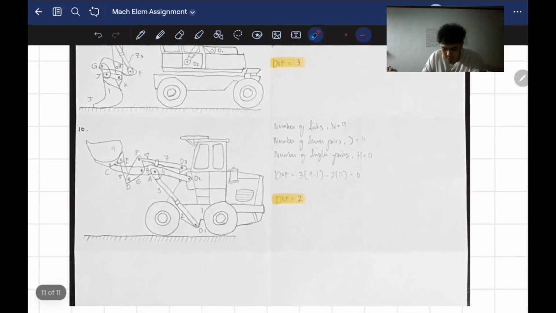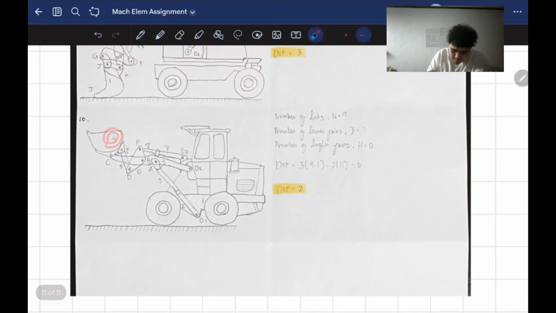And applying that also for number 10, you can see that there are 9 links right here. And then for lower pairs, we have O1, O2, O3, and then up to letter F. So that's 6 plus 3, which sums up to 9. But then again, we have 2 prismatic joints, so that sums up to 11. No higher pairs, as mentioned earlier, which gives us 0. And then inputting that into Grubler's equation, we get the degree of freedom 2.